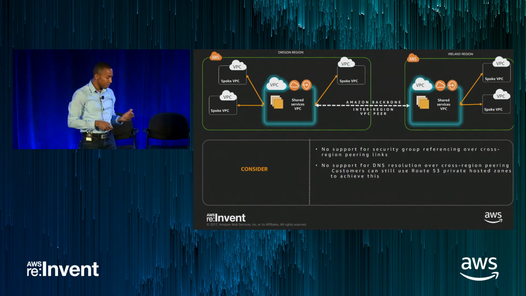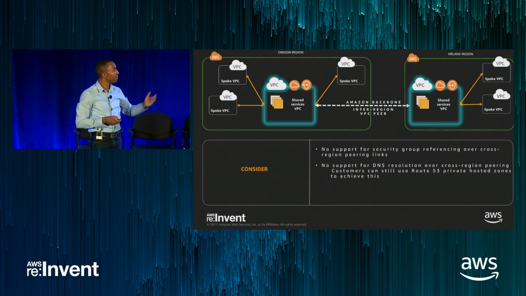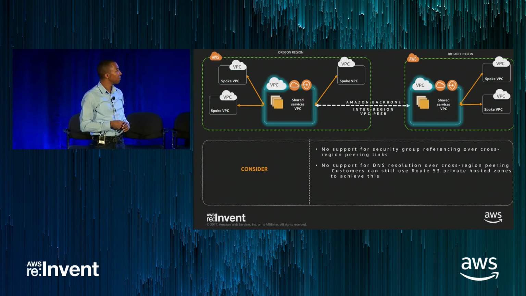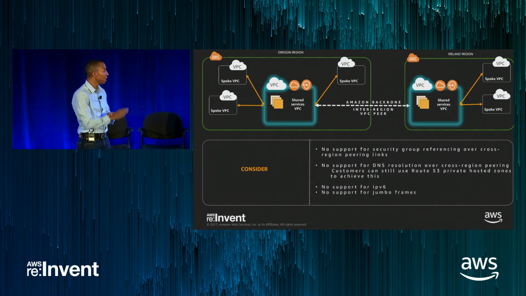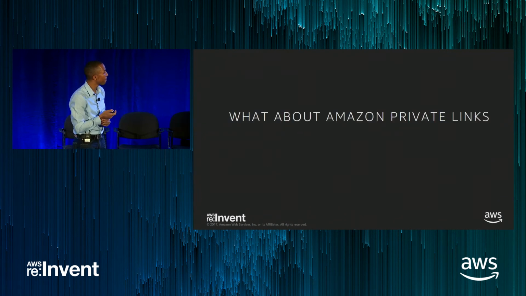Before I get there, there are a few things you need to know that differ drastically from local or regional VPC peering. One of which is you can't reference a security group for a set of EC2 instances across an inter-region VPC pair. Nor can you do a DNS resolution to a private IP address for a public host within your VPC in another region. It supports IPv6, but it doesn't support jumbo frames.